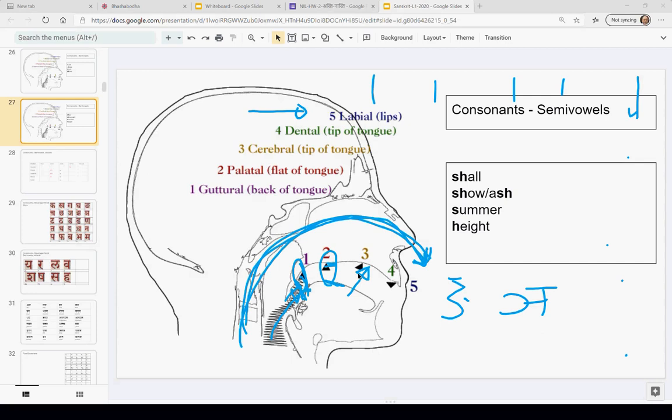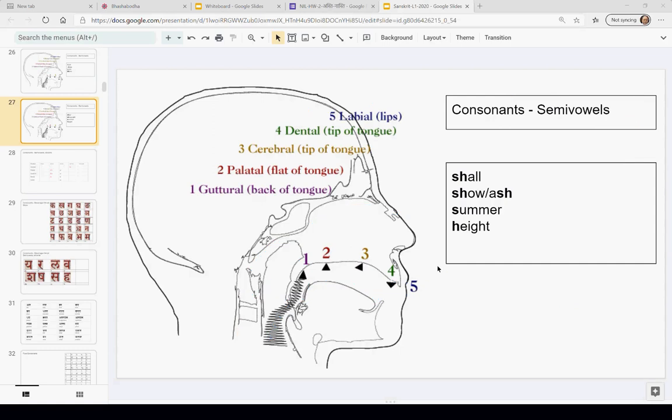Similarly, the next line, the last letter is na. The tip of the tongue touches here, and the air passes through the nose. And the next one is na: the tip of the tongue touching the back of the teeth, at the same time air allowed to pass through the nose. And the last one is ma, so the lips touch each other, and the air is allowed through the nose. That is ma.